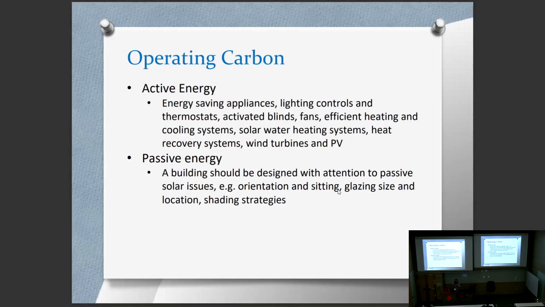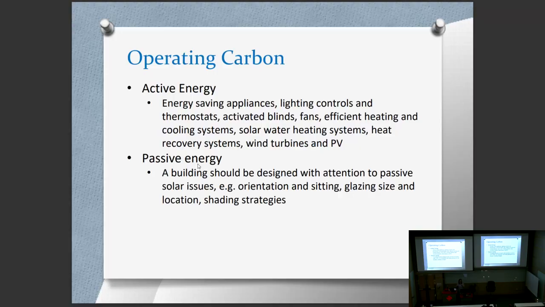So we have active and passive energy. First of all, what is passive energy? Passive energy is when we work with the external environment, utilizing passive energy, like utilizing daylight or using natural ventilation. It is working with the environment.